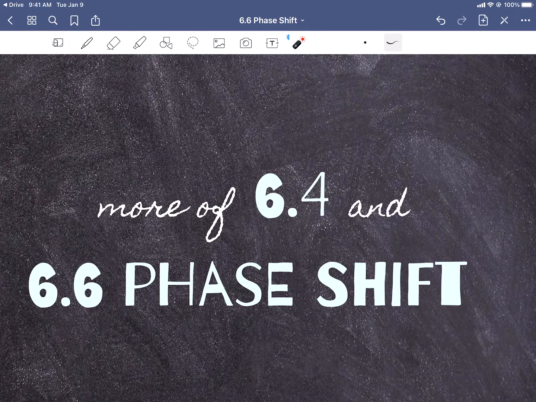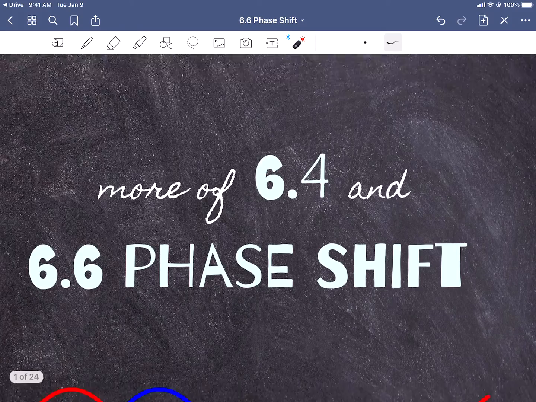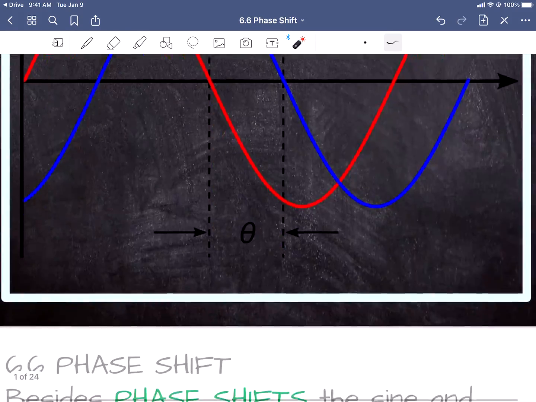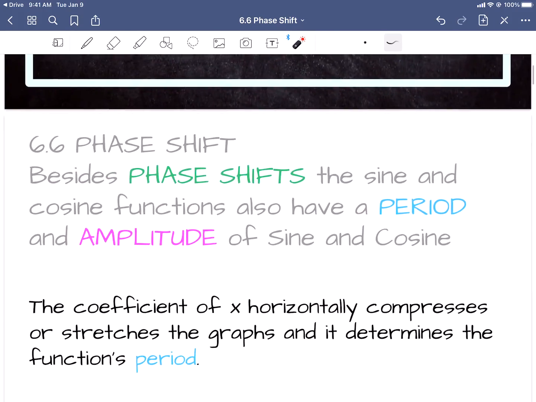All right, 6.4, finishing up. 6.4, mixing it with 6.6. They go together. So we're going to talk about the phase shift, the period, and the amplitude.